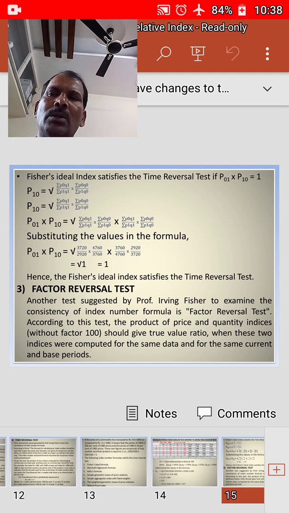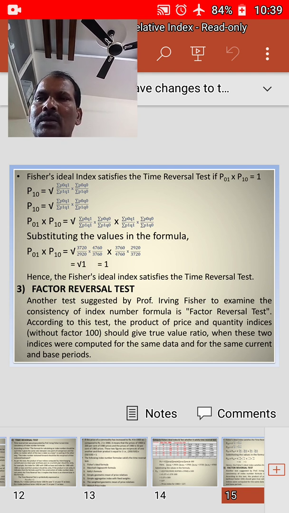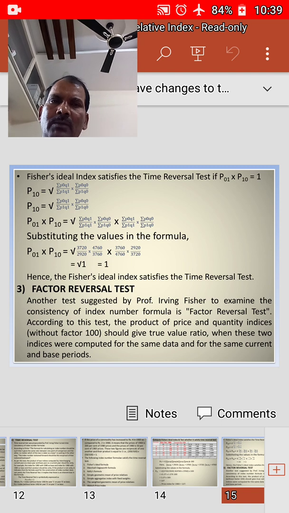Now we need to multiply P01 into P10. You will get sigma P1 Q0 by sigma P0 Q0 into sigma P1 Q1 by sigma P0 Q1, and then sigma P0 Q1 by sigma P1 Q1, sigma P0 Q0 by sigma P1 Q0. Okay, all of them get cancelled, only 1 is left. Under root 1 is equal to 1. Hence the Fisher ideal index satisfies the time reversal test. We can prove that. Third is factor reversal test.